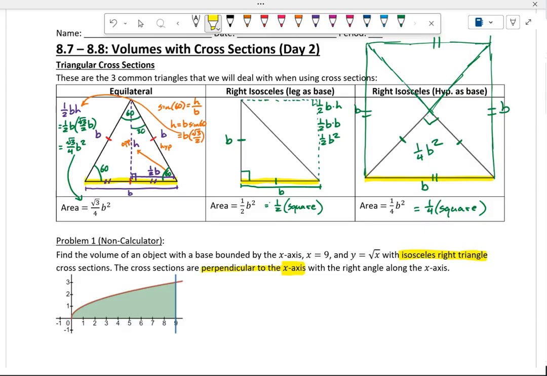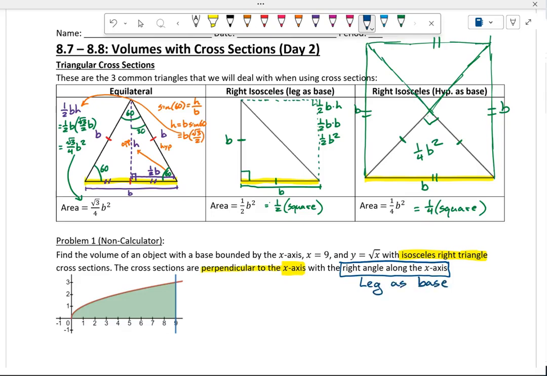There we go. All right, we do have information. Maddie, say that a little louder. What piece of information tells us which one we're using? The right angle is along the x-axis. This piece down here. So which one would we use if the right angle is along the x-axis? The leg as the base. So we are doing leg as the base.